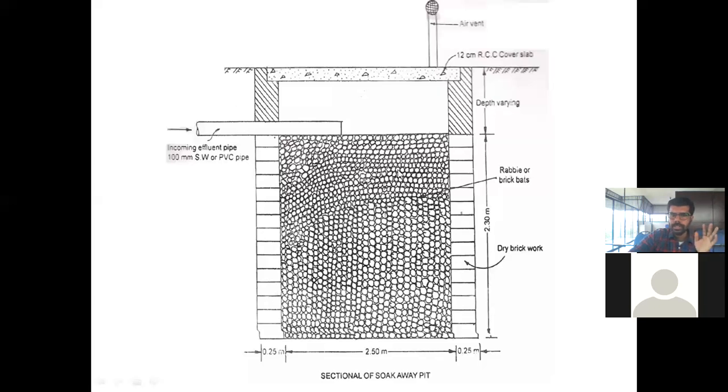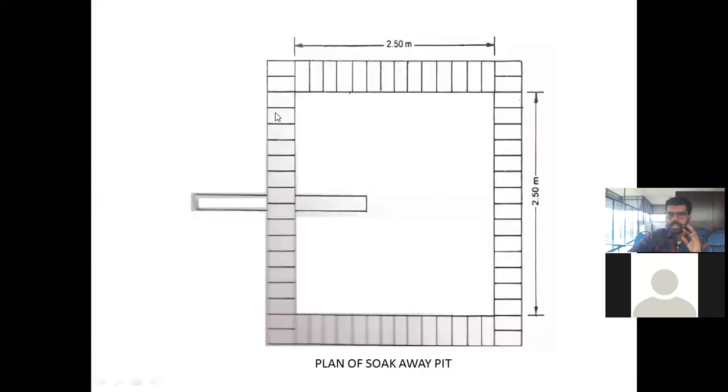Okay, this is a pit. Normally it will be 2.3 meter. The width will be normally 2.5 meter only. Let's see what else about the description of it. The plan view will be like this. It will be a square shape, or it can be circular also. It will be a square shape, 2.5 meter by 2.5 meter. This is the inlet pipe.